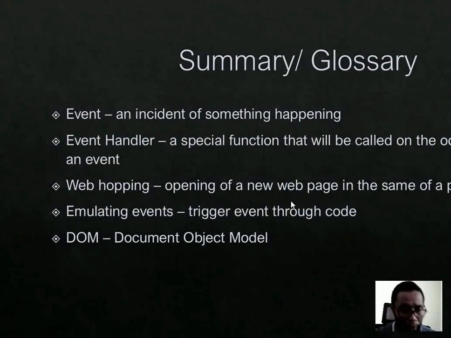And then now I think the final thing is to come to the summary. We need to understand what an event is. It's an incident of something happening. An event handler is a special function program that will be called on the occurrence of an event. And then web hopping is opening a new page in the same pop-up window, and emulating events, triggering events through code. So we can write code that can emulate some events. And then we need to understand what the document object model is. That's very important, it's just standard. It is very important to help us understand very many other things to come.